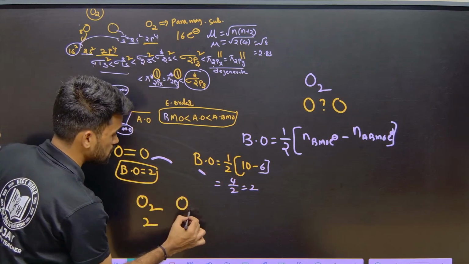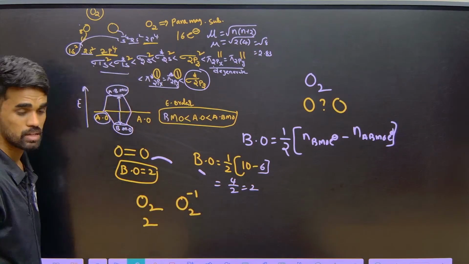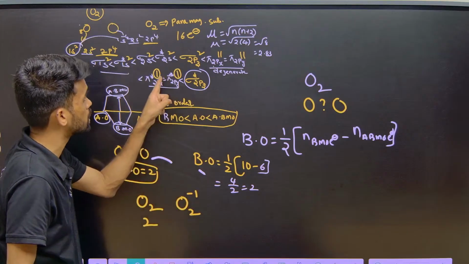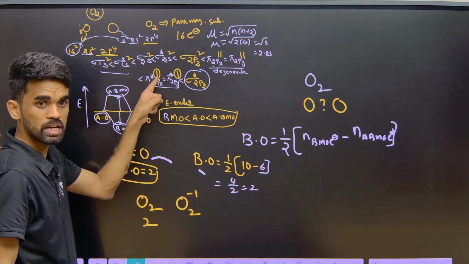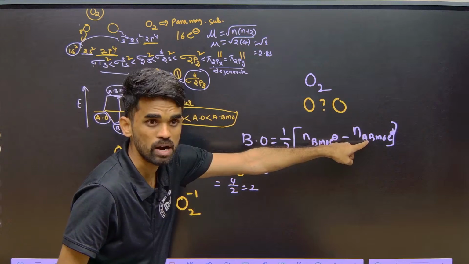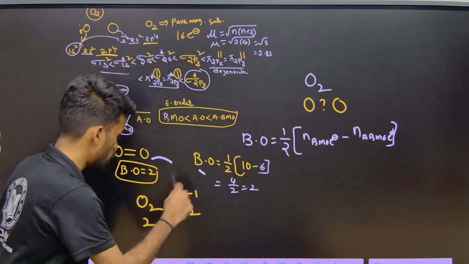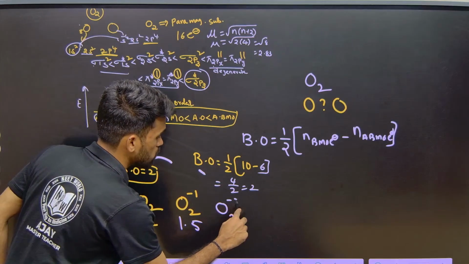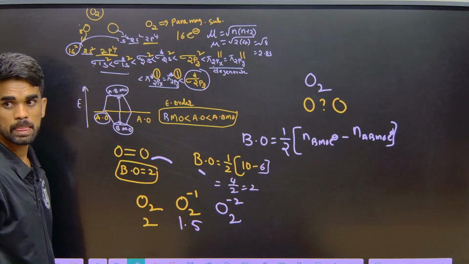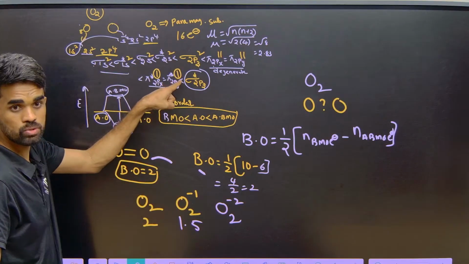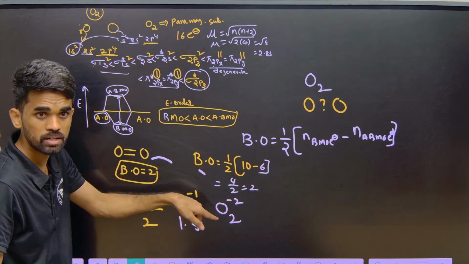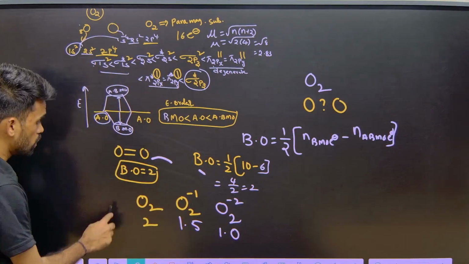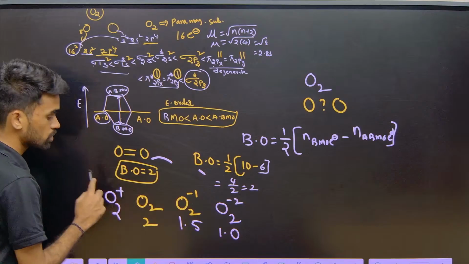If they make it O2 minus 1, what happened? How many electrons does it have now? 17 electrons. That goes to which orbital? Anti-bonding it will go. If it is going into anti-bonding, what happens to bond order? Decreases. Now it becomes 1.5. If it is O2 minus 2, in this case that electron also goes to anti-bonding. Again bond order decreases. It becomes 1.0.